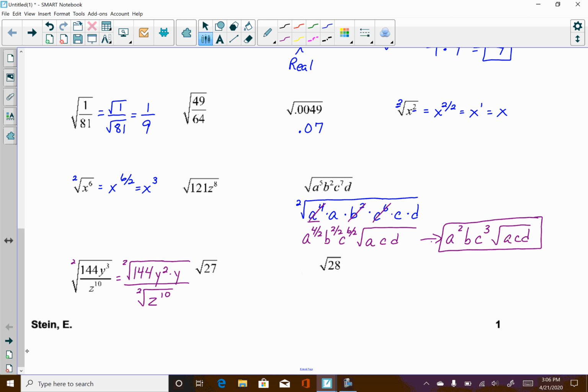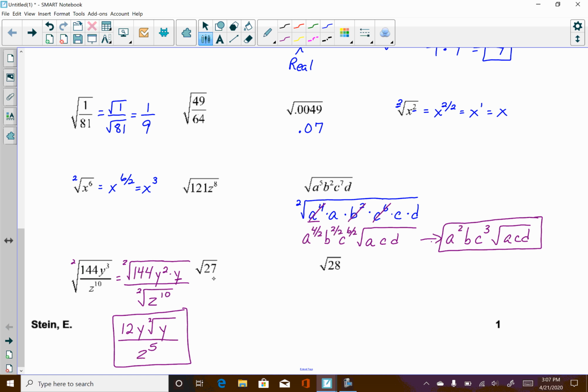All right, so now I'm going to go through and take the square root. The square root of 144, that's 12, so it's outside. Square root of y squared, that's y, so it's on the outside. This other y sitting here is going to stay on the inside. And then on the bottom, the square root of z to the 10th, that's z to the 10 divided by 2, or z to the 5th. And then that would be your final answer. If you want to still write that little 2 up here on the square root, you certainly can, okay?